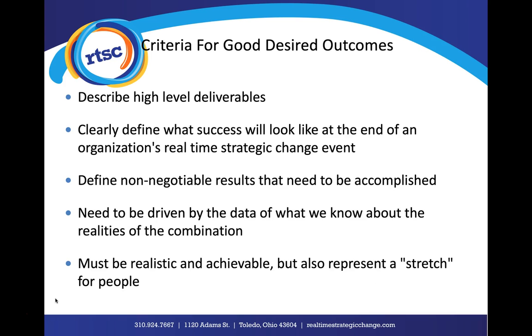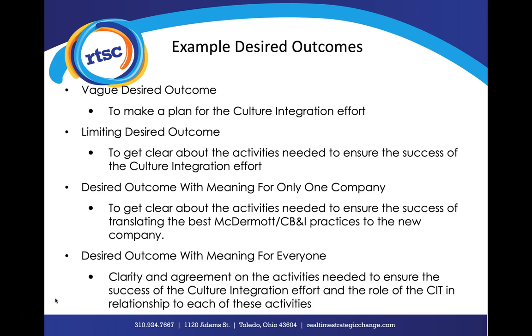And then desired outcomes. This is the 3rd task for the interim period. And these are high-level deliverables. Clearly define what success is going to look like at the end of whatever your work is. Non-negotiable results. Need to be driven by data. So again, you go back to what's the situation that I'm dealing with in my project? What do I know about that? What might I have to make up? I'm not sure about it. I might have to do some interviews. So make up and jot down a few notes about the situation, and realistic and achievable, but also a stretch.